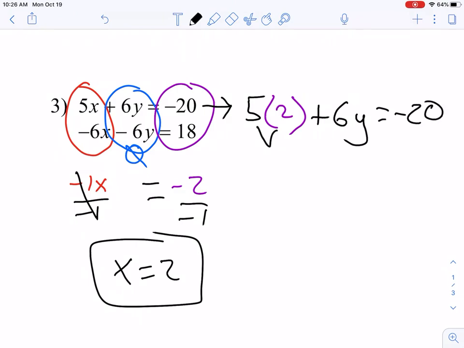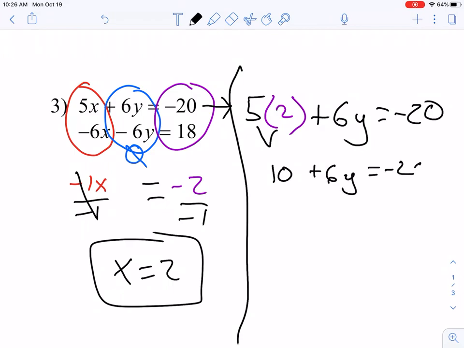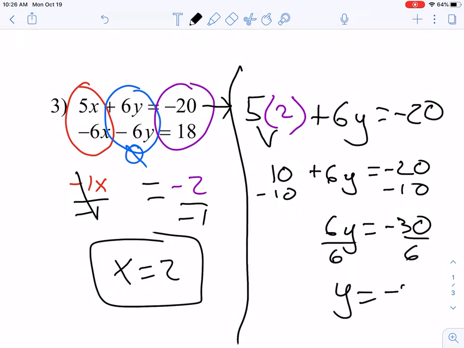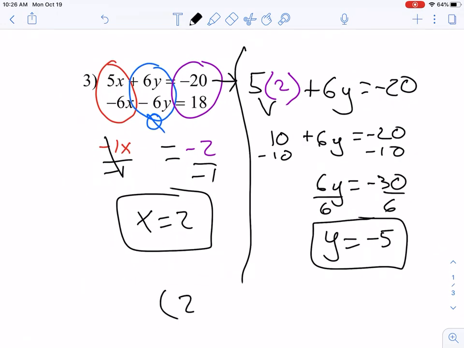So I'm going to do 5 times 2 to get 10 plus 6y. Got to write the 6 down. 6y equals negative 20. Subtracting 10 to both sides, so that 6y equals negative 30. When I put negative 20 and negative 10 together, it gives me negative 30. And then I divide 6 to both sides to find y is equal to negative 5. And then I always write my solution as my x, comma, my y.